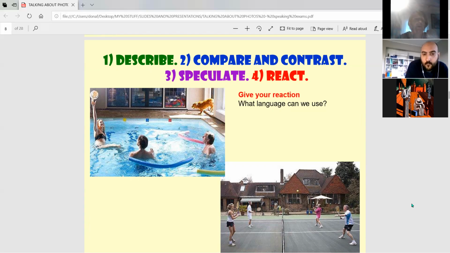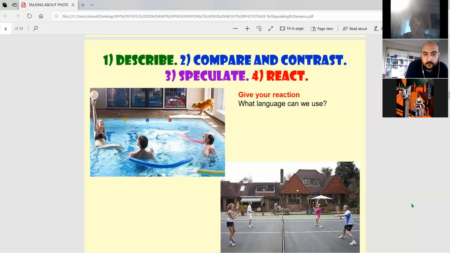Okay, give your reaction. I don't know anything about your reaction. What Marta thinks about it. Okay. So on these two pictures, I would really prefer to be in the left one. Good. Because I love pools, and I love staying in the water, also with friends and stuff.